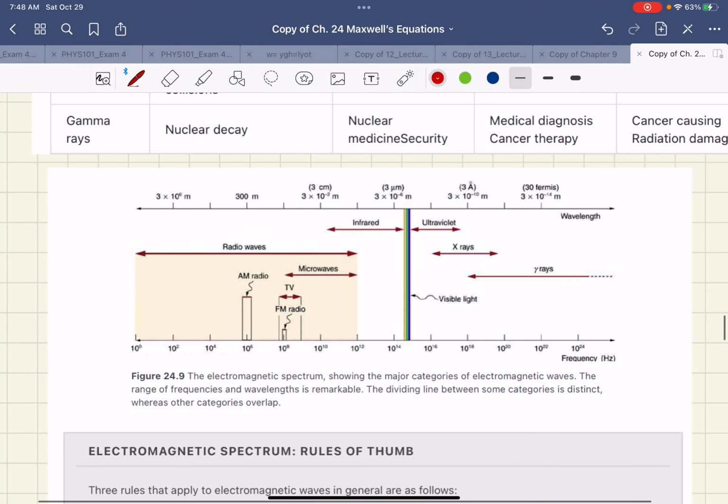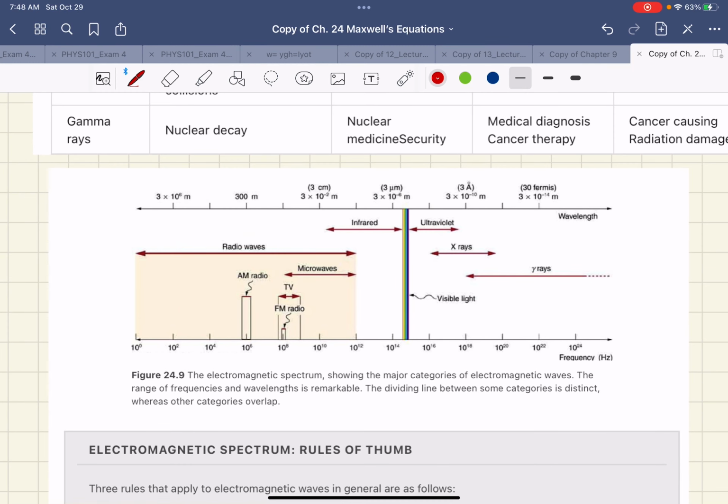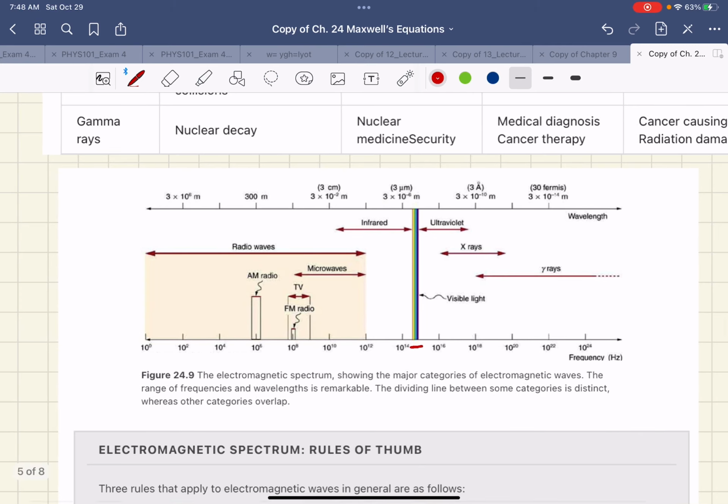Here it's showing you the different ranges for the radio waves, microwaves, infrared. Infrared means below red, and that band here is the only one that we can see from the EMF. And then we're going to have UV, above violet, and then X-ray and gamma ray.